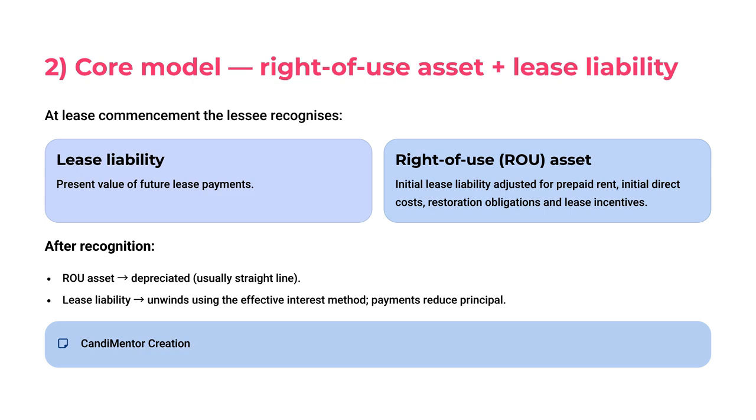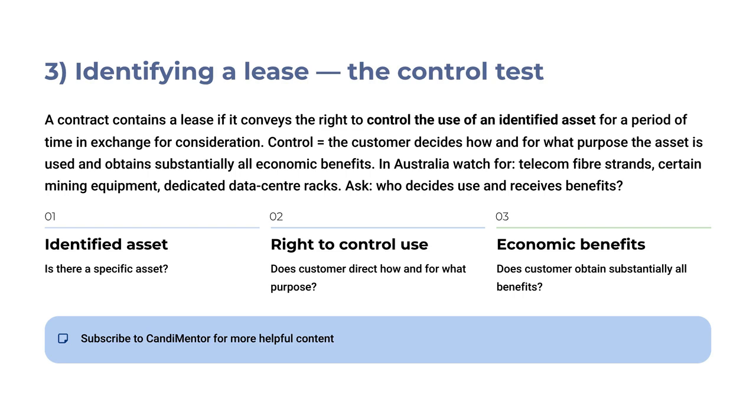At lease commencement, the lessee recognizes a lease liability equal to the present value of future lease payments. The right-of-use, ROU, asset equals the initial lease liability adjusted for prepaid rent, initial direct costs, restoration obligations, and lease incentives. After recognition, the ROU asset is depreciated, usually straight line. The lease liability unwinds using the effective interest method. Payments reduce principal.